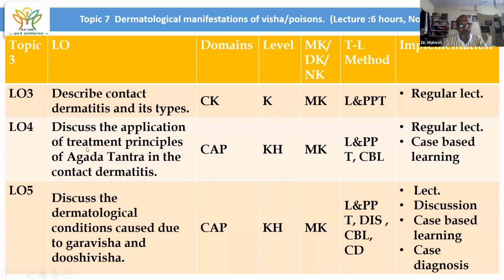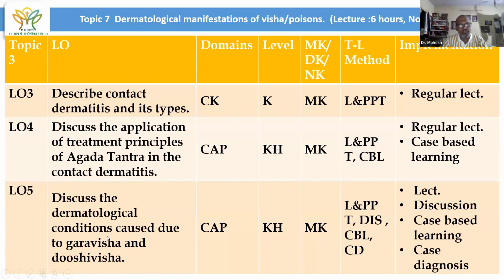Discuss the application of treatment principles of Agadatantra in contact dermatitis. Contact dermatitis, we have to consider it as contact poisoning. Allergy, we consider it as contact poisoning, because whatever chemical has come in contact, we consider them as low potent poisons. So we are going to consider that contact poisoning. Instead of contact dermatitis, in Ayurveda, if we convert it into English, we are going to teach it as contact poisoning. Like that, it should be done.